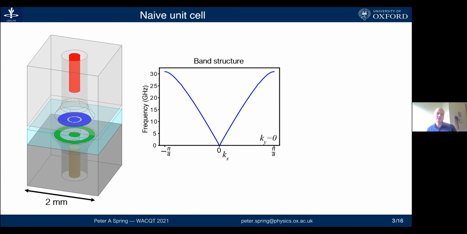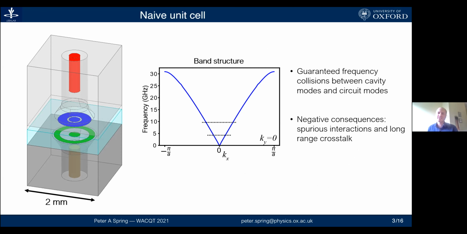So to illustrate that, you can look at the band structure of the infinite lattice formed by tiling the plane with this unit cell. And this is a simulation of the lowest band. And you can see there's a continuum of these modes from zero frequency up to about 30 gigahertz. And so this is no good because you're guaranteed to have frequency collisions between cavity modes and circuit modes in this case. And this is going to have lots of negative consequences.